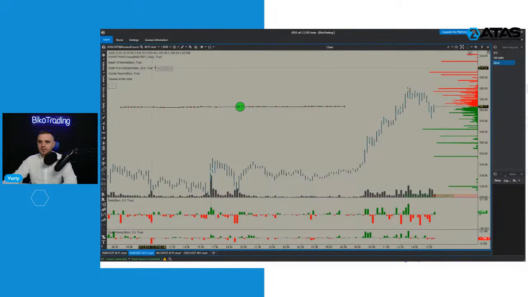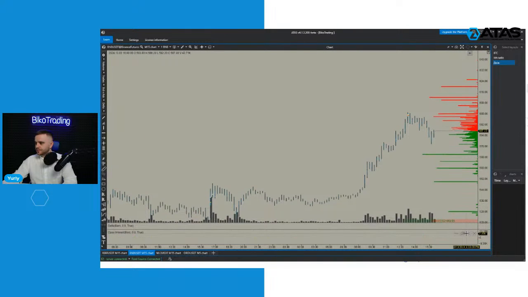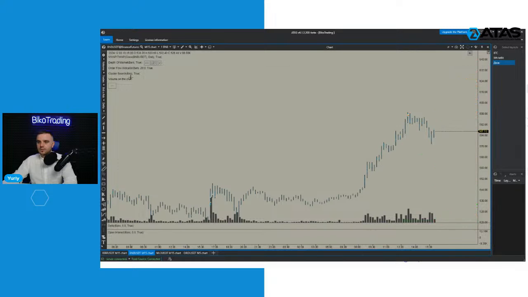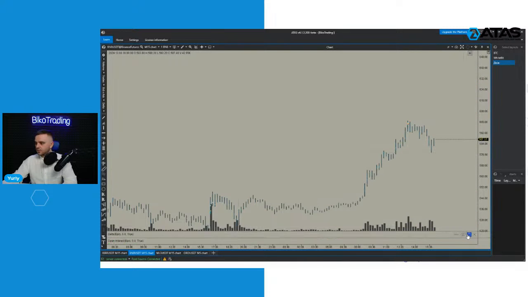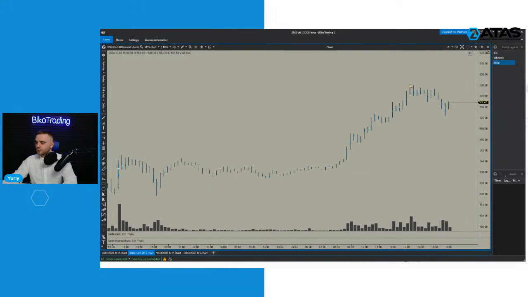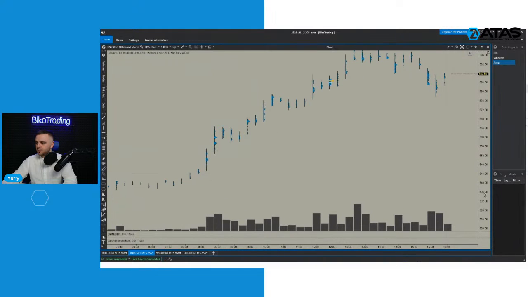Let me close most of this stuff. You don't need it. Depth of market. Have a look. It is a footprint chart on the BNB coin. It is quite a big coin.